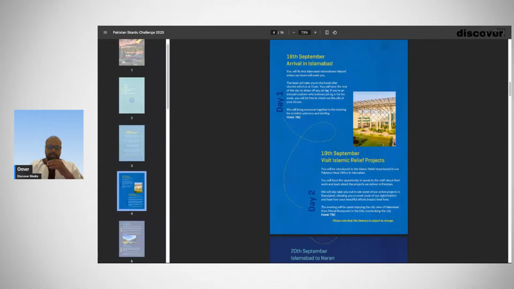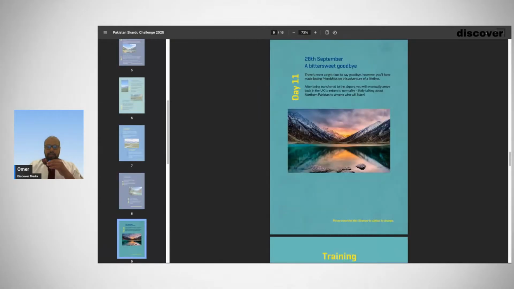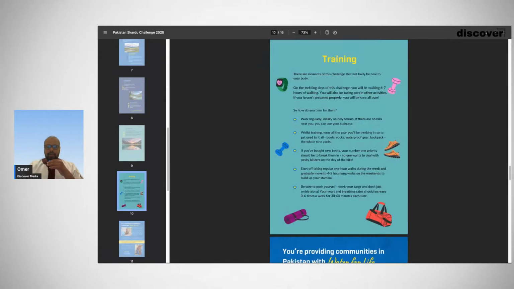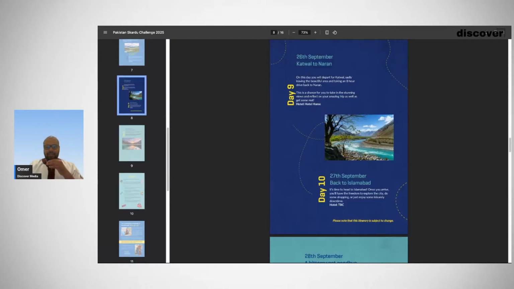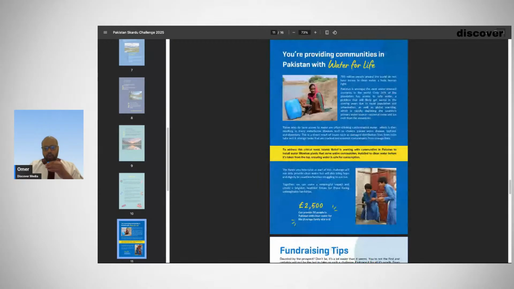So there's no surprises, right? And this is accountability. So you can say to them, look, it's the 19th of September. I'm here. Why are we not visiting the projects? Day 4, 6, 8, 9, 10. And now training. Is it going to give you tips on how to raise money? Okay. So this is where and when. This is why you're doing it.